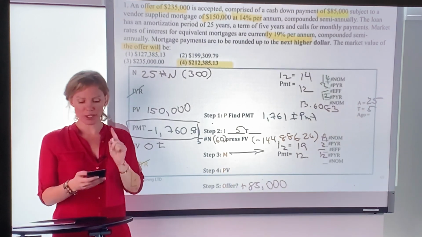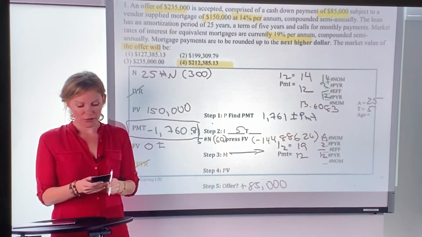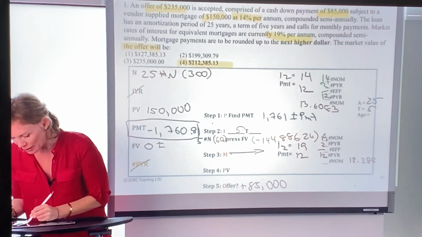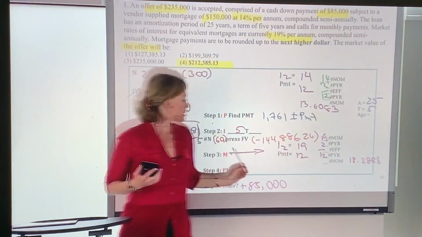19 shift norm, don't clear nothing, okay? 2 shift PYR, shift effective, 12 shift PYR, shift norm. Mine came up to 18,288, okay? And payment is finished. Step number 3 is done.